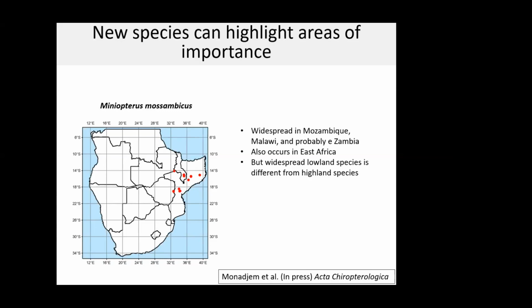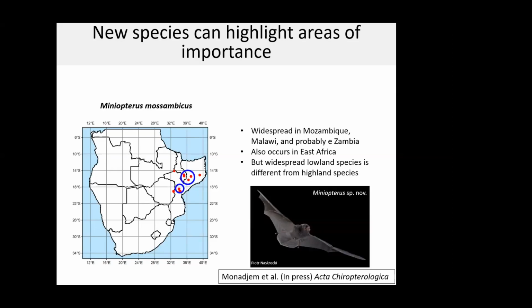However, in a recent publication that has just been accepted, we have shown that the lowland species is a different species from the highland species. They're completely distinct. You can even distinguish them morphologically. That is how different they are. And this new species occurs only on the top of mountains in this region, and has a very, what we are predicting, a very narrow distributional range.